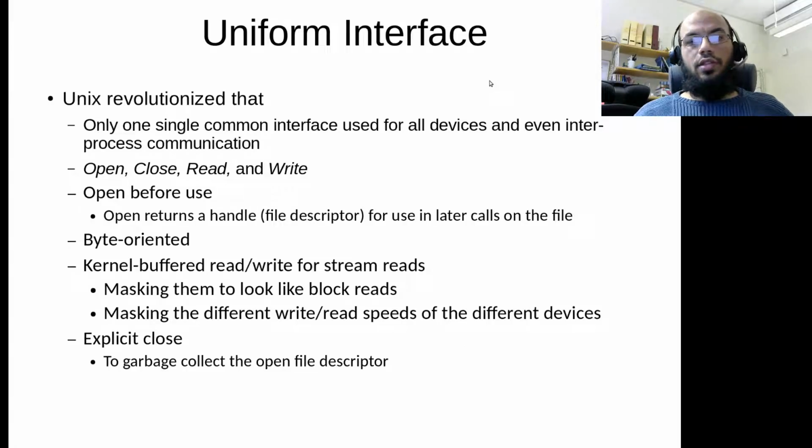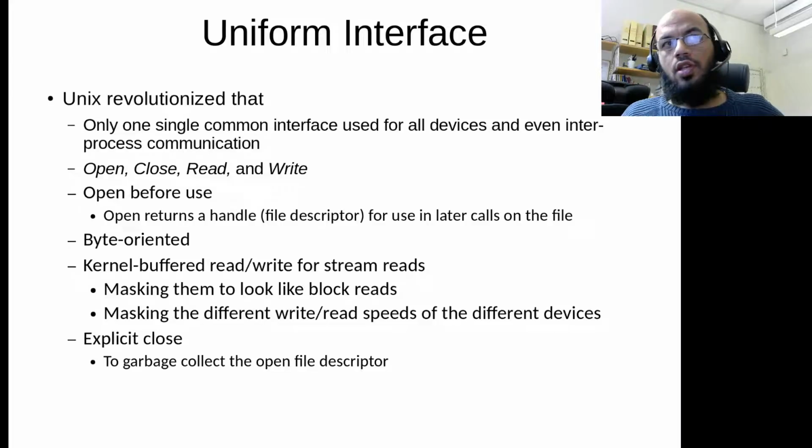So the way that Linux deals with the device problem, with the I/O problem, is that it builds a uniform interface. This was an idea from Unix, which basically got captured by almost all operating systems that we know of today. You have one single common interface for all devices and even for inter-process communication. Even if you have different processes that need to communicate on your computer, they use the same interface, and that is a very simple interface with open, close, read, and write.